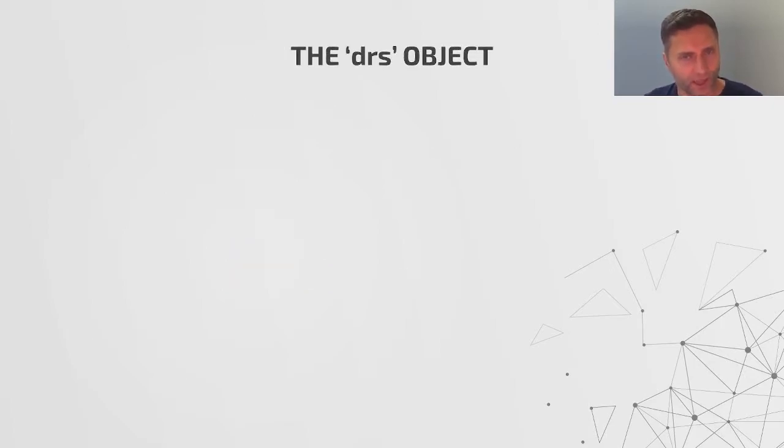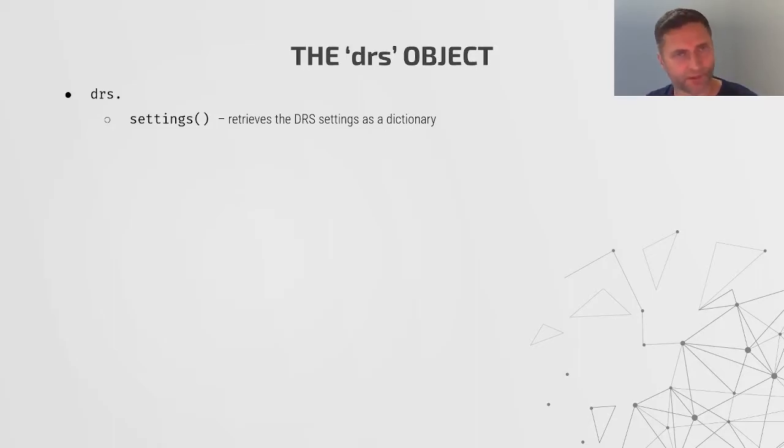So let's have a look at the DRS object itself. If you type in DRS dot, you will have these functions available. The first is settings. This retrieves the dictionary of settings that the DRS uses to store all of the settings. So all of the settings, such as the primary reference material, the index channel, those types of things, are stored as a dictionary in the DRS. And by calling drs.settings, you can retrieve that dictionary and get those values.